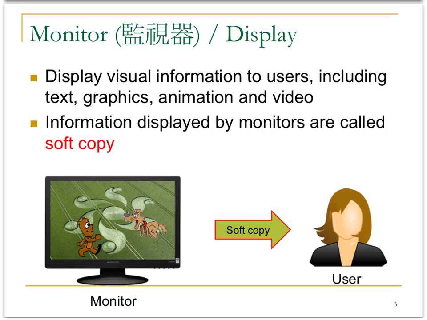Let's see the monitor first. We call this in Chinese 監視器, or the display. Monitors are responsible for displaying visual information to the user, including text, graphics, animation, and video. The information displayed through the monitor is called soft copy. We call this soft copy.